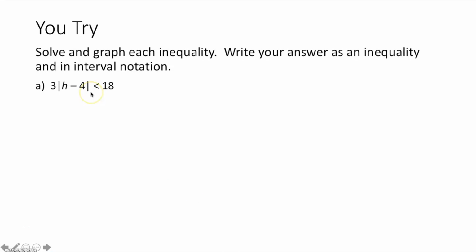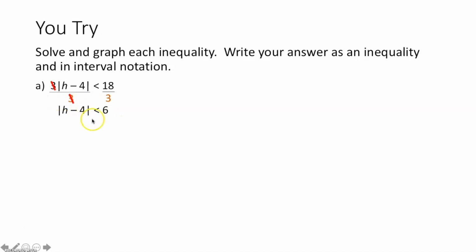Okay, so again, simplify, move, break, solve. First, can we simplify either side? No. Next, we need to move. Move the absolute value to the left. Done. Next, we need to move everything else to the right. So this 3 multiplied to the front of our absolute value has got to go. Since it's 3 times our absolute value, do the opposite, the inverse. I divide both sides by 3. That way these cancel out. I get the absolute value of h minus 4 is less than 6.